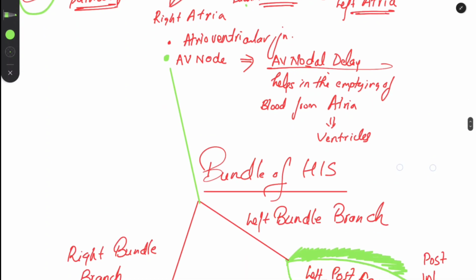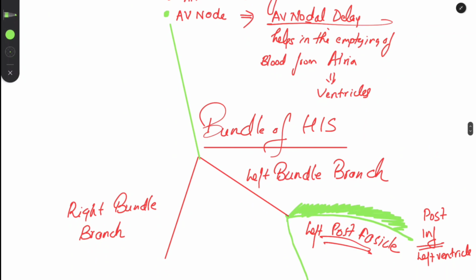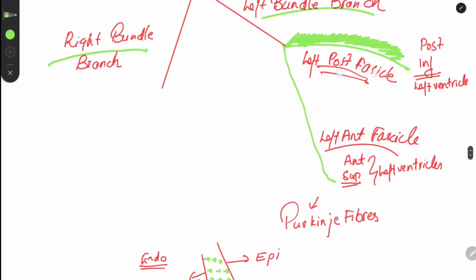Now, after the AV node, the impulse enters a specialized conducting tissue called the bundle of His. The bundle of His further divides into the left bundle branch and the right bundle branch. The left bundle branch further divides into the left posterior fascicle, which is a thicker fascicle. It helps in the transmission of signals to the posterior and the inferior portions of the left ventricle. And the left anterior fascicle is a narrow band. It helps in the depolarization of the anterior and the superior portions of the left ventricle.